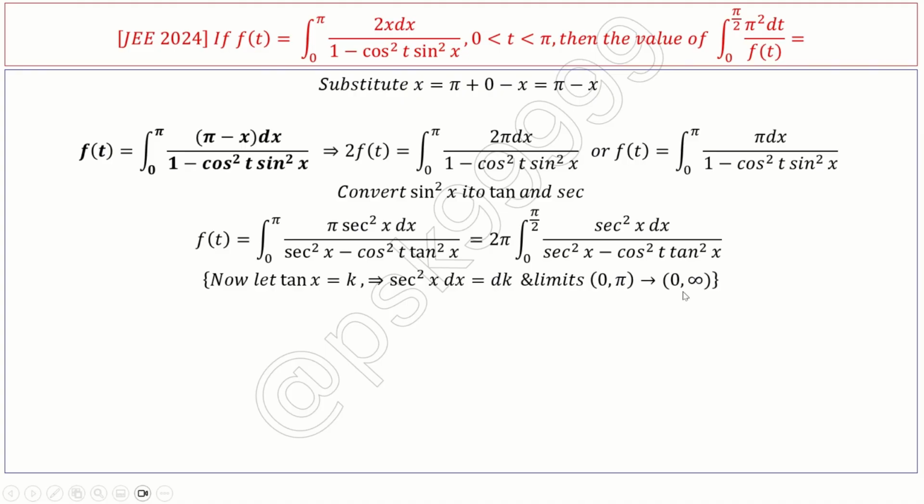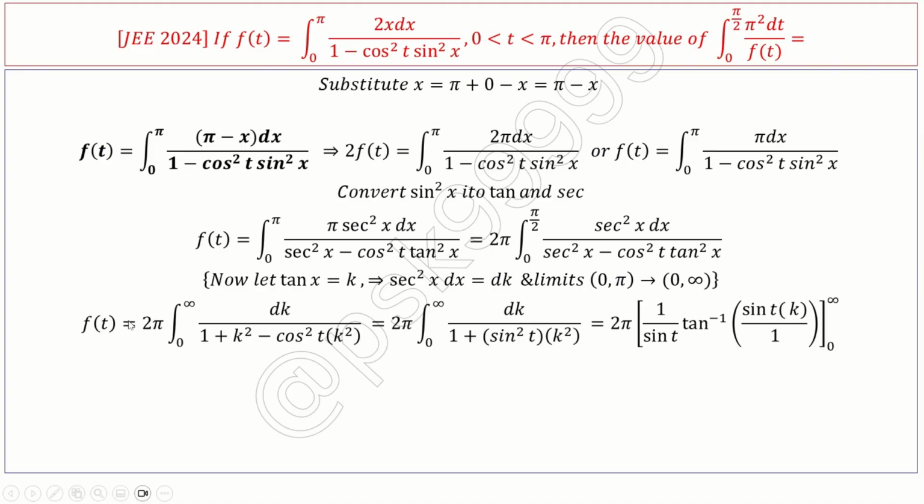Limits will change from 0 to pi by 2 to 0 to infinity. So 2 pi integration from 0 to infinity of dk by 1 plus k square minus cos square t k square, which is nothing but 1 minus cos square t is sin square t. So the denominator will become 1 plus sin square t k square. Now this is exactly in the form of tan inverse, correct? This is the coefficient of k. So that is nothing but 2 pi into 1 by sin t, tan inverse of sin t into k divided by 1, limits 0 to infinity.